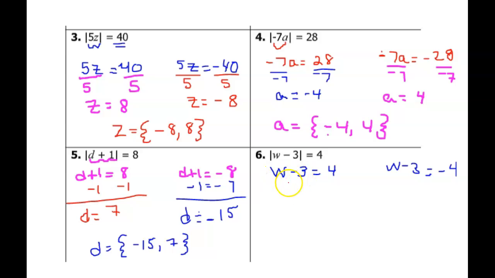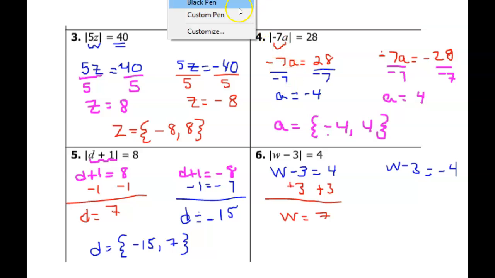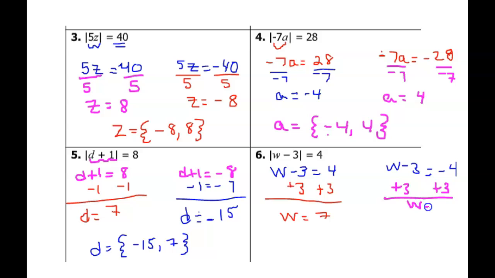On the left side, I'm going to add 3 to both sides. So I would end up with W equals 7. On the right side, I'm going to solve that equation, and I'll be adding 3 to both sides. This time I end up with W equals negative 1. I'm going to do my solution set for W: W equals negative 1, 7.